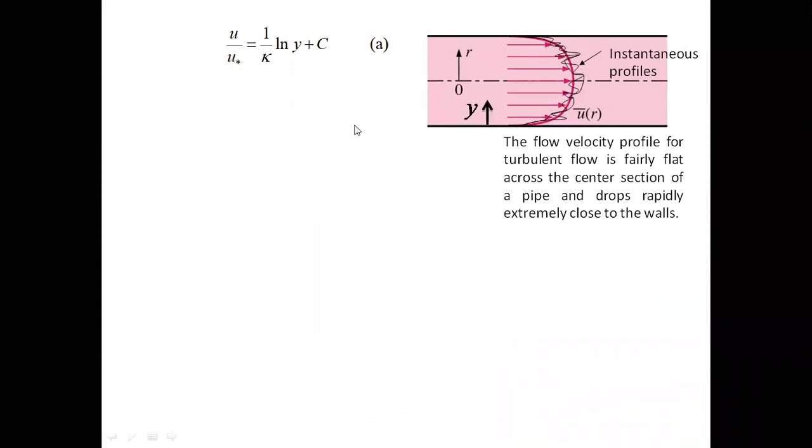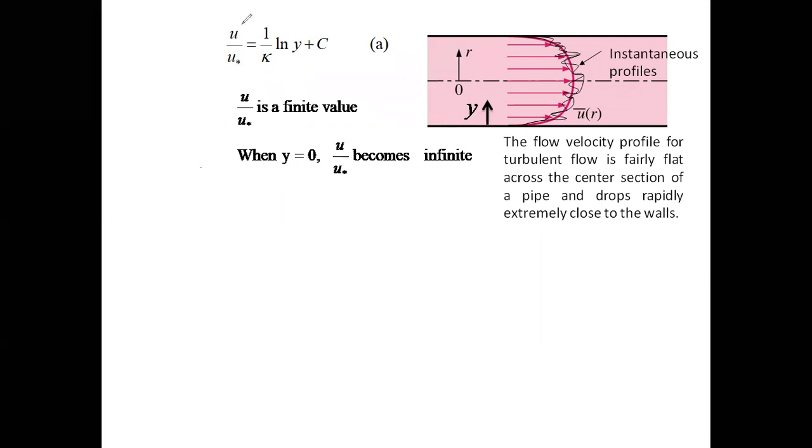Okay, now let's try to find the constant as we did in the laminar flow. So this is the velocity profile, right? Then we know u is the velocity at the distance r, u star is the shear velocity, then u divided by u star has a finite value.